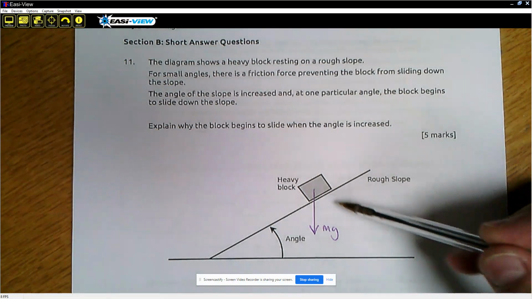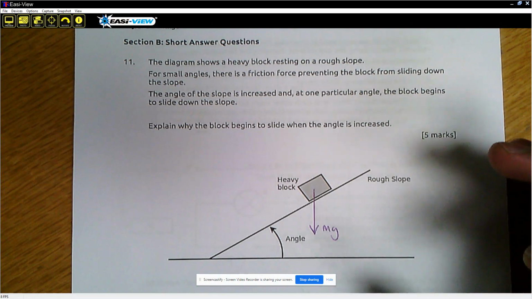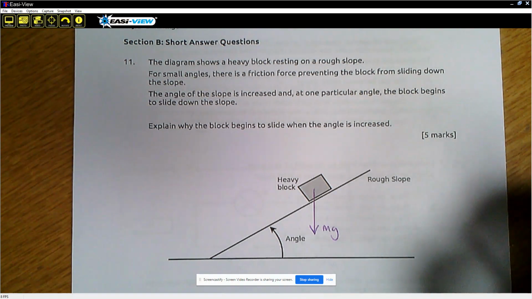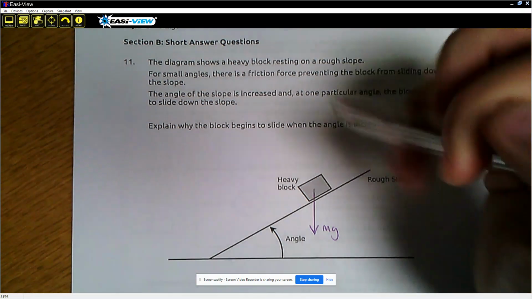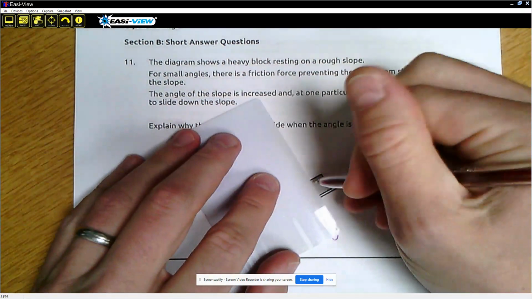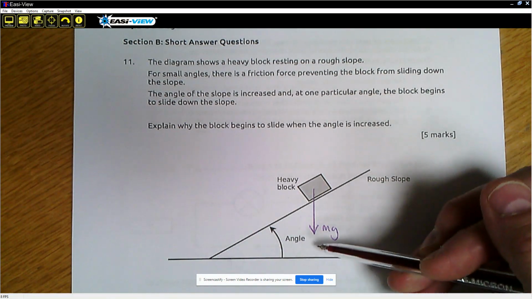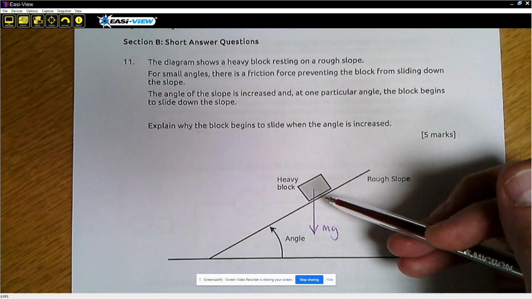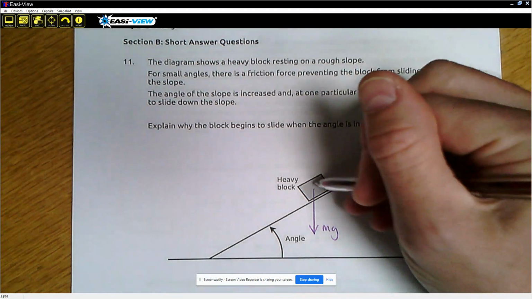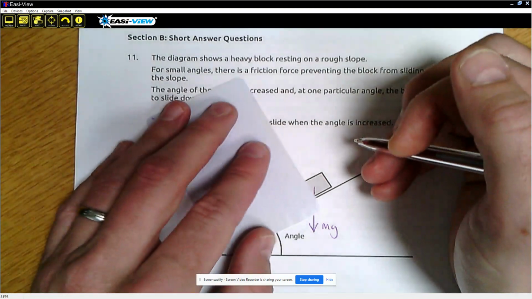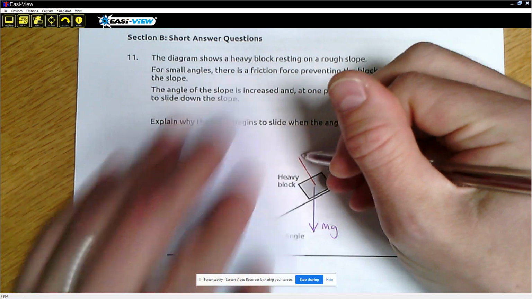Now the block doesn't fall through, so this is what we call limiting. The angle's at limiting friction, so it's not quite sliding down the slope, it's just not sliding down the slope, if that makes sense. There has to be a force upwards, otherwise this force would mean that the block accelerates into the slope. And if you put a block on a slope, it doesn't fall into the slope. So there must be a force pushing upwards, and this is called a normal reaction force, and it acts at 90 degrees to the surface.